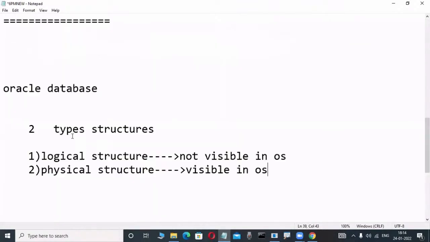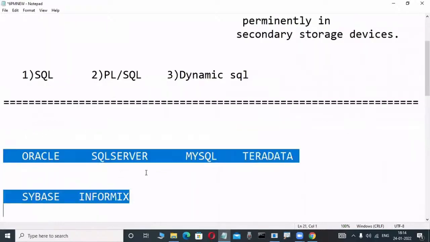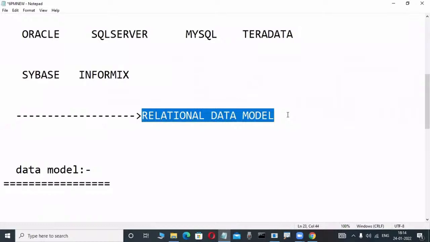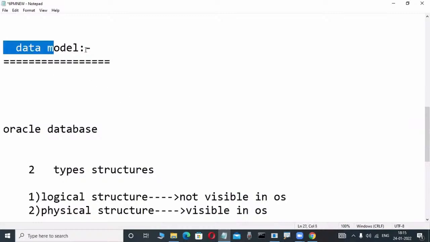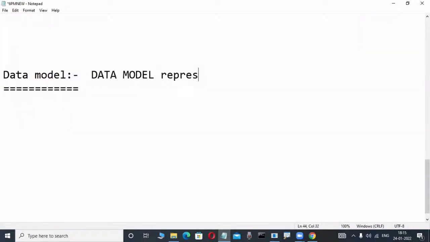Don't worry. Now observe here. What is a data model? These products are all implemented based on which concept? The relational data model, from 1970 onwards. This is a new model, introduced by one fellow, I will tell you. But before that, what is a data model? Easy. Anybody have an idea? Any computer students here are well-known with it. Don't write anything, these are demos. Data model represents how data is represented.